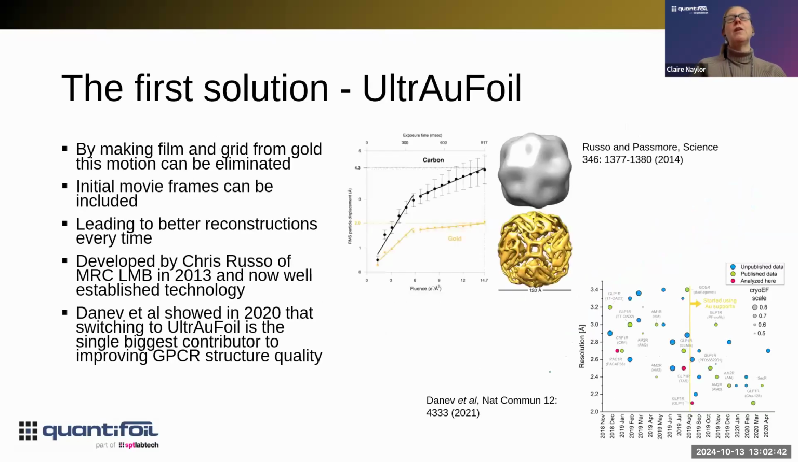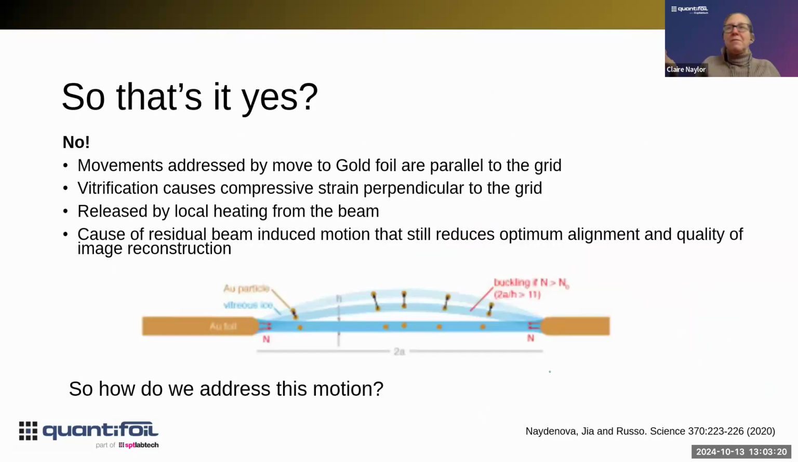As I think everybody knows, about 10 years ago now, Chris initially came up with one solution to this problem, which was that you simply made the film out of gold. And that was commercialized by us as HexAuFoil, and that eliminates this differential contraction of carbon and metal. It has been shown quite extensively, perhaps best by Rado Danev about 3 or 4 years ago, that you do gain about half an angstrom of resolution just from this simple, not so simple, moving from carbon film to gold film. Okay, so solved the problem.